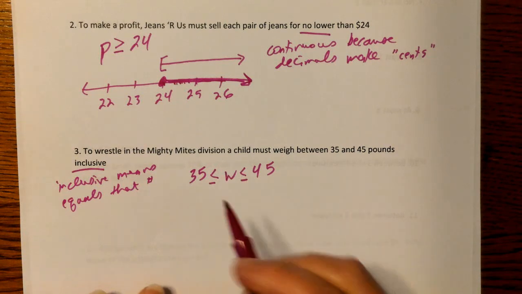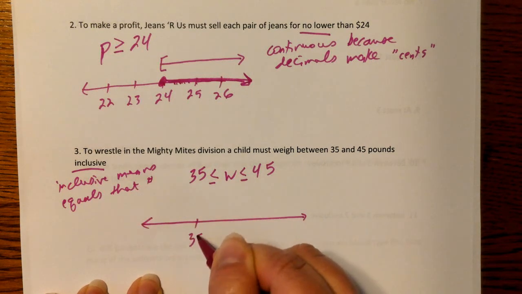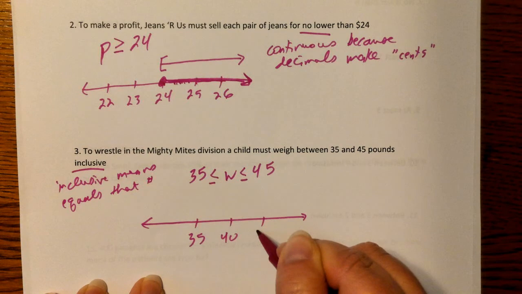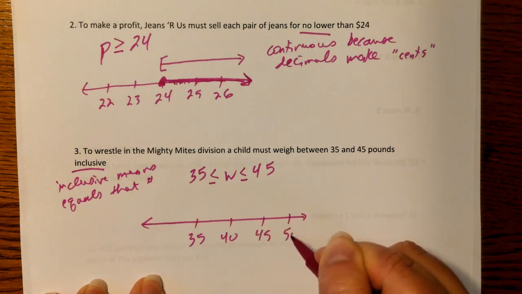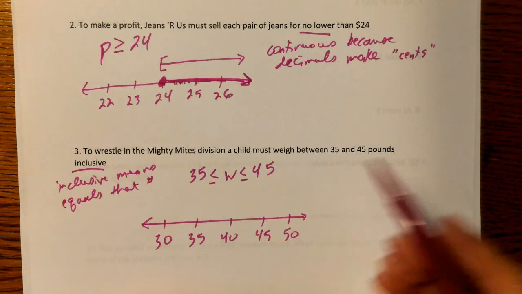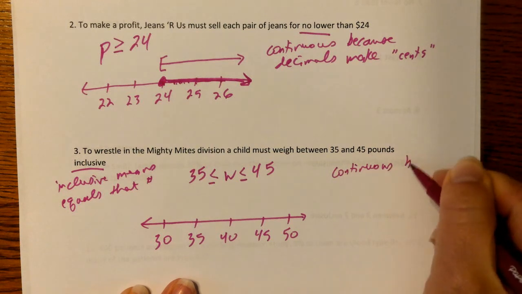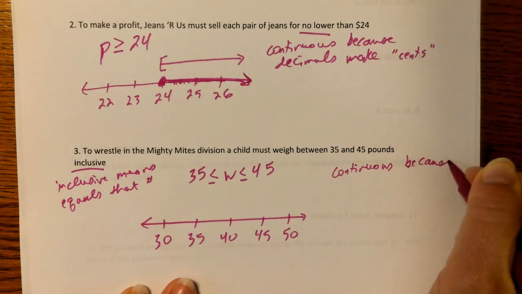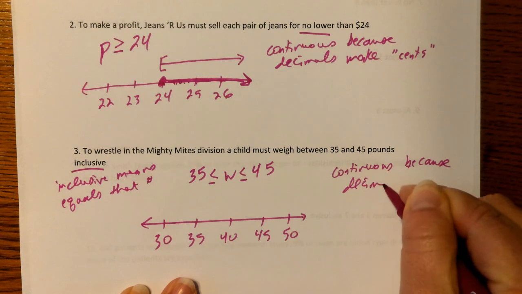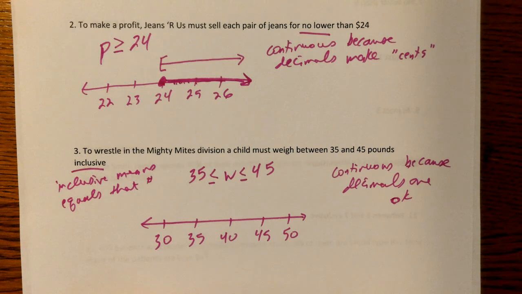Okay? All right, now on our number line graph, we're going to have 35 here, 40, 45. I may put some numbers on each side. I may go to 50 and down to 30 here. Okay? All right, so I need to decide if I'm going to color the individual dots or the whole line. Well, these are weights, and weights are continuous because decimals are okay. A child could weigh 37.5 pounds.